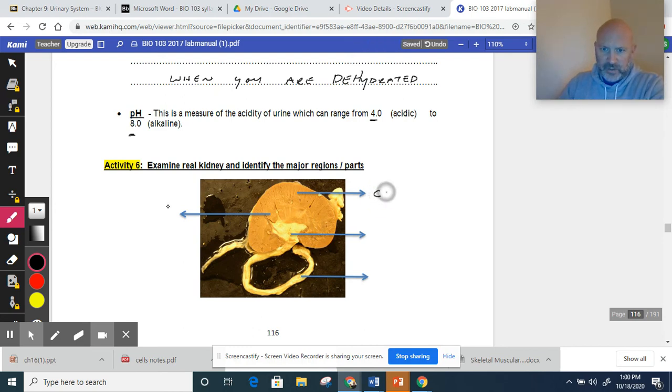Again, we have the cortex is the outer edge. Inside that, we have the medulla. And then we have the renal pelvis. And that's a ureter.